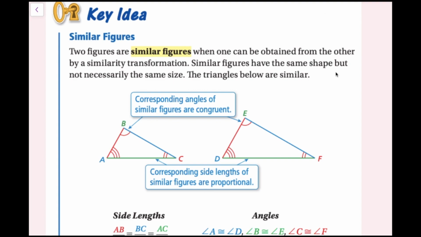You can see down here, corresponding angles of the similar figures are congruent. So angle A corresponds to angle D, and those angles are congruent. C and F, those angles are congruent. And E and B, those angles are congruent as well.